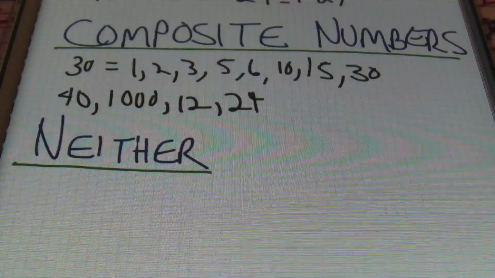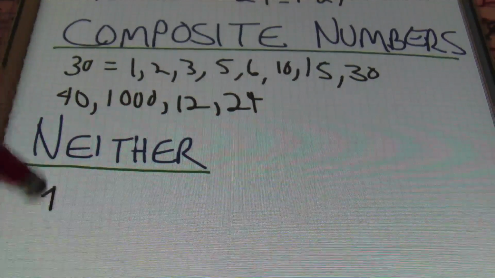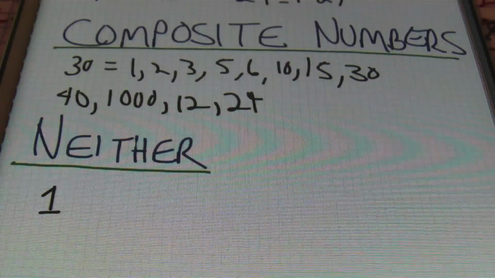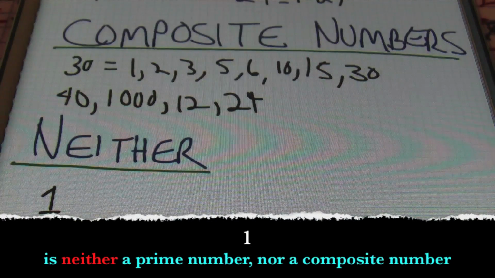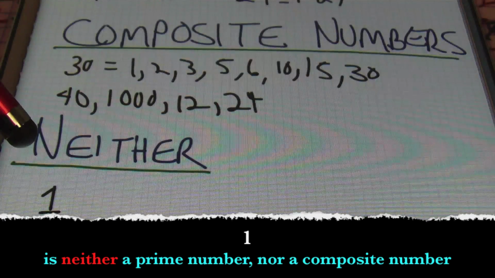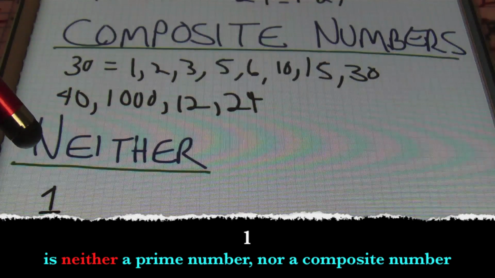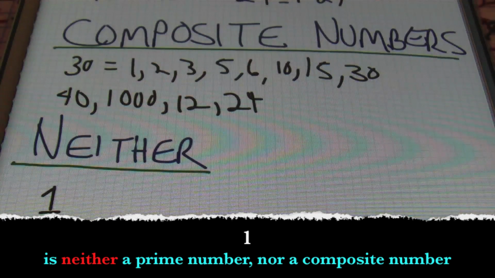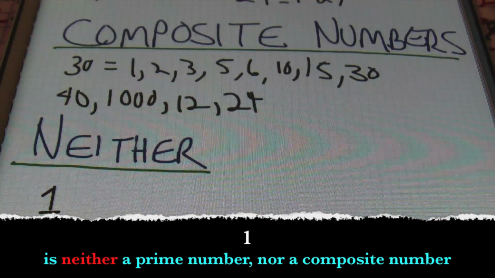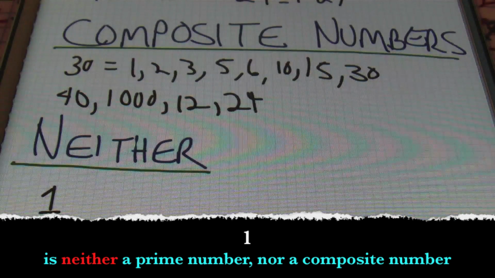Then the number 1 is neither prime nor is it composite. The reason for this is that prime numbers must have one number times another number in order to be a prime number. You can't say that about the number 1 because 1 times 1 is 1. So you can't ever say that 1 times another number will give you 1. Therefore, 1 is an exception. 1 is neither prime nor composite.